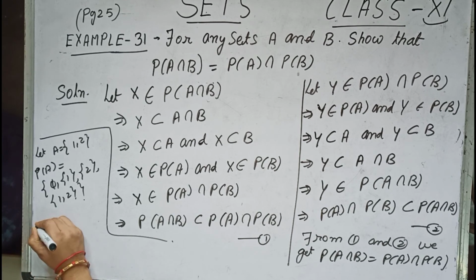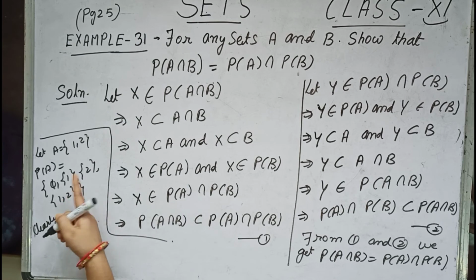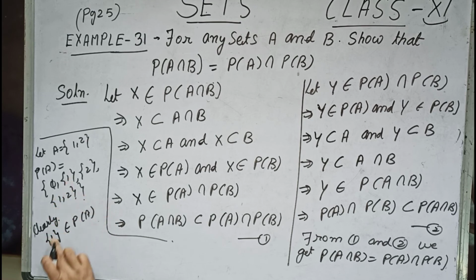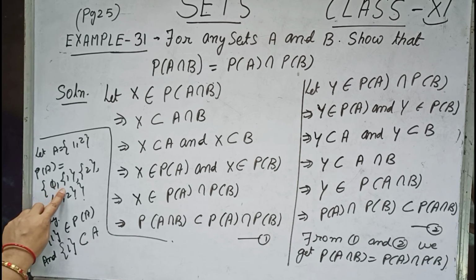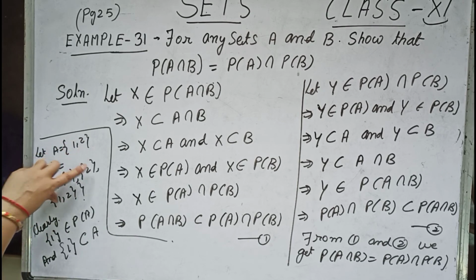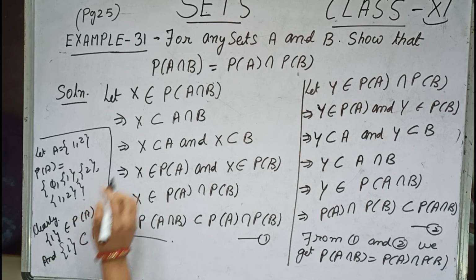Now if I write, or here we can write clearly, see over here x belongs to power set of A intersection B. So let us take an element. Clearly the set containing 1 belongs to power set of A, and over here x is a subset, and the set containing 1 is a subset of A. All the subsets are the elements of the power set of A. I think now it is clear with these two statements. So let us move to the next example, children.